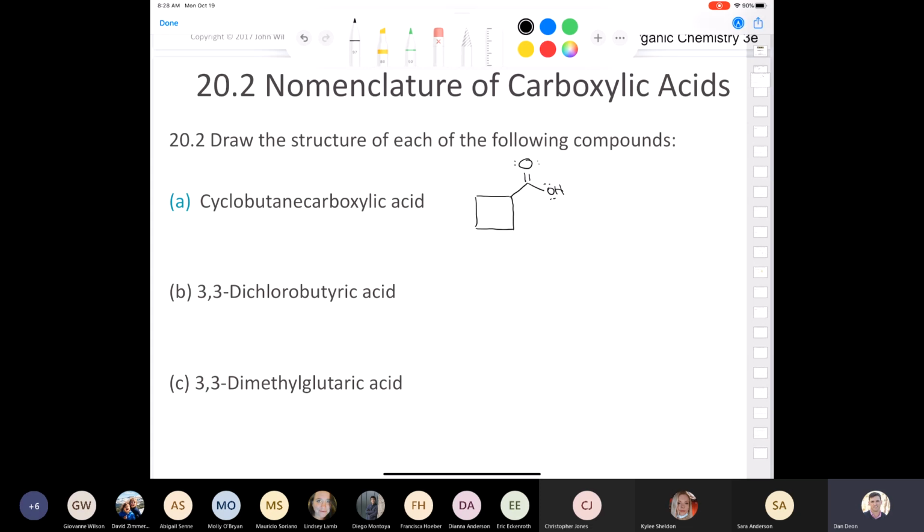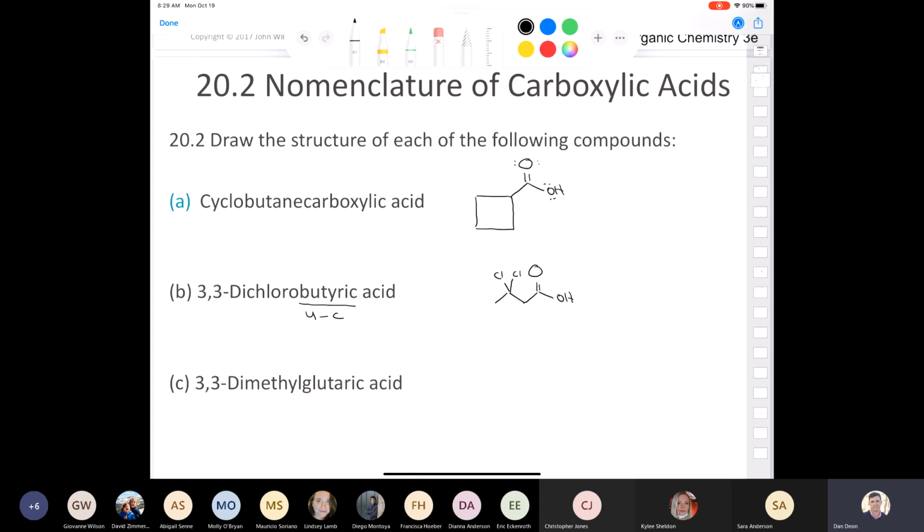The next one is 3,3-dichlorobutyric acid. Remember, when we have butyric, that means we've got 4 carbons. So we'll start by drawing the parent, which is butyric acid. So we have 1, 2, 3, 4 carbons like that. And on carbon 3, we have 2 chlorines. So again, this is 1, 2, 3, like that. And so we'll put our 2 chlorines out here, like that.